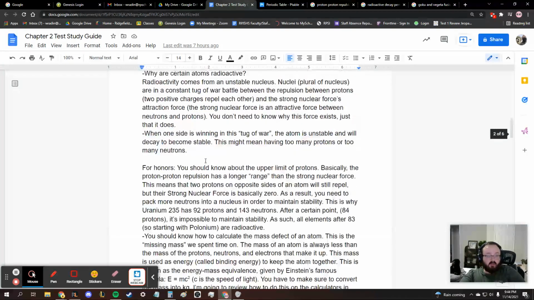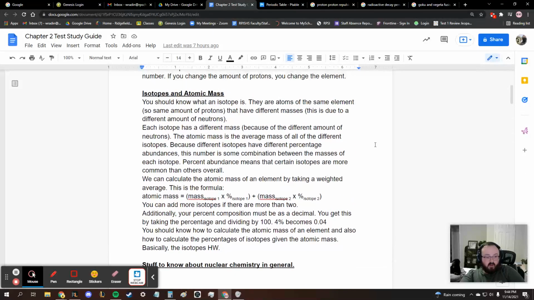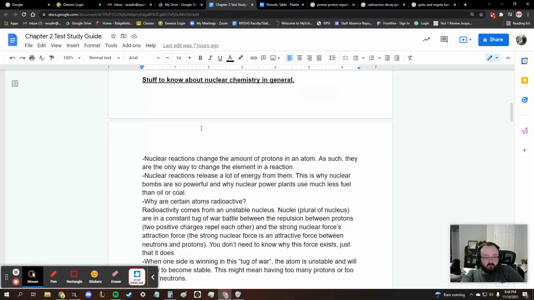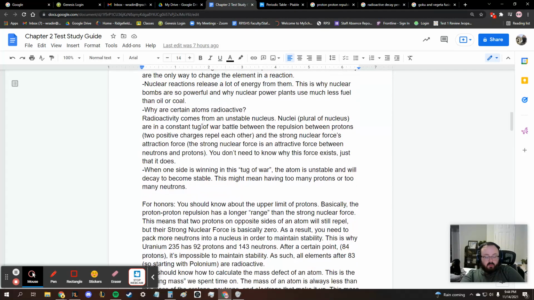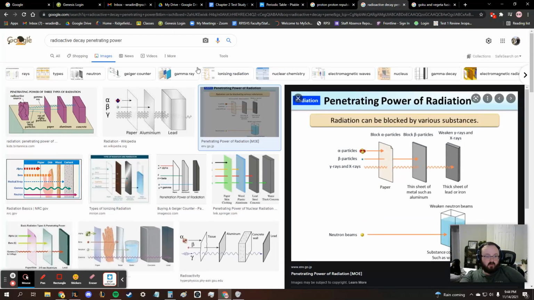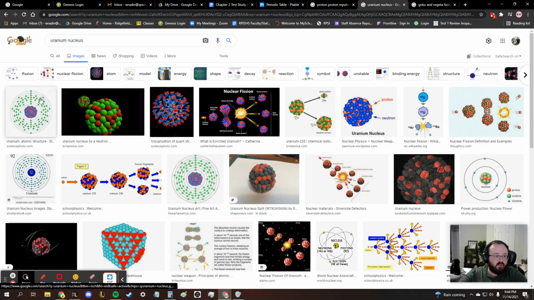All right, honors. Let me get back up. All this kind of stuff is the same. You probably have a more difficult question for isotopes and stuff. You should know about the upper limit of protons, right? So we talked about the proton-proton repulsion having a longer range than the strong nuclear force. So if we go back to, not Goku, but uranium nucleus, let's just talk about this.